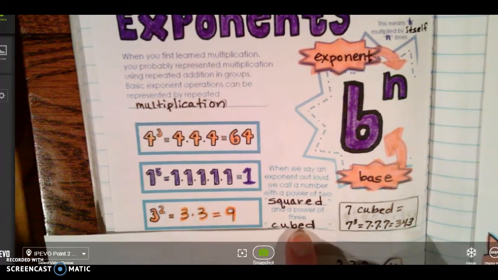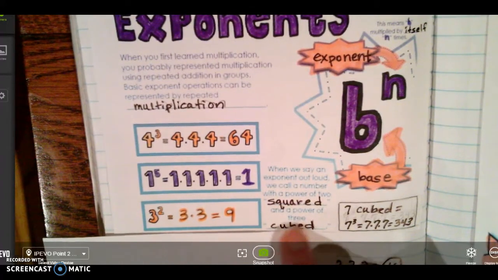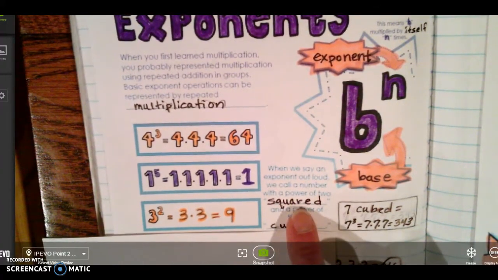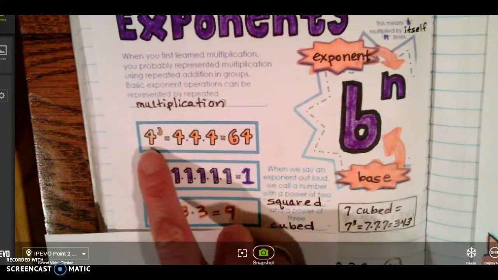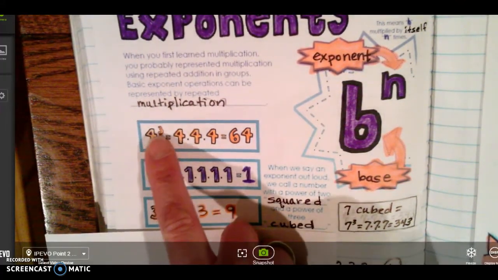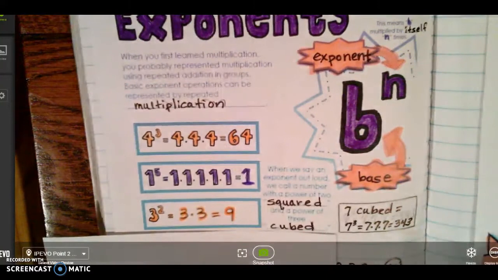There's another special word that we often use when we're talking about a power of 3. That word is cubed. Fill in squared and cubed on your note sheet. This is an example of cubed up here. 4 to the third power could also be called 4 cubed. It means, again, that you're multiplying it by itself 3 times.